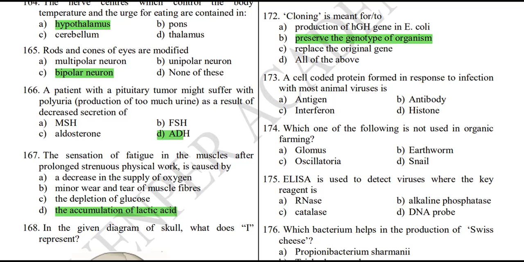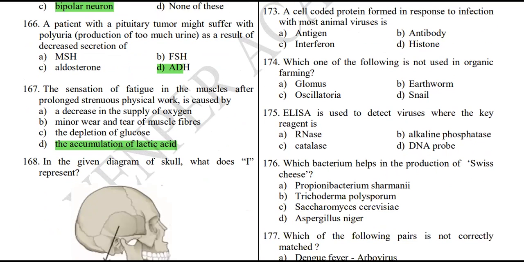Okay, the next very important question. A cell-coded protein formed in response to infection with most animal viruses. Okay, let's take this one and understand. Suppose there are two cells. This is one cell, this is another, neighboring cell. Now the virus has entered one cell. I'm making a star for the viruses. The virus has increased in number. Now this virus will try to get inside the neighboring cells, because they are large in number.